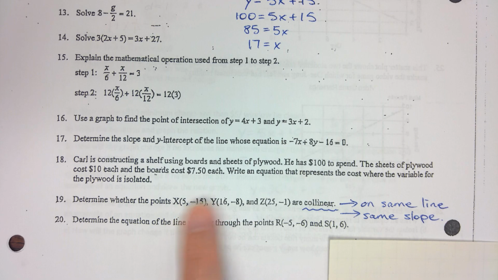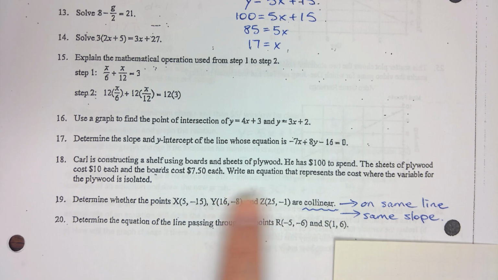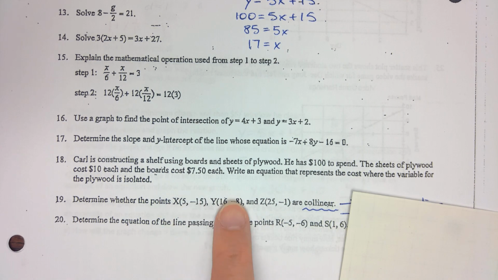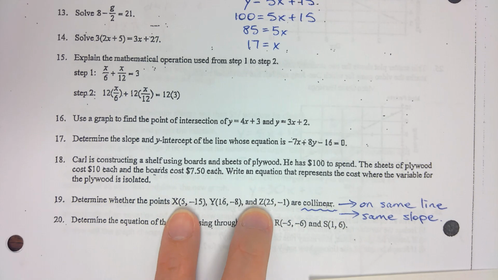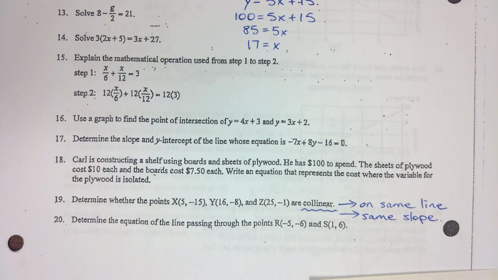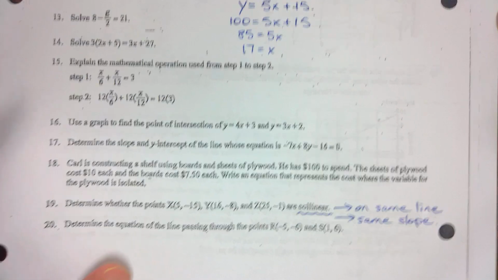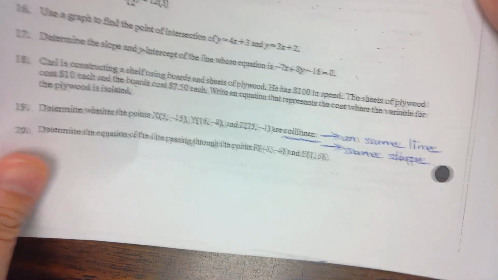Do I have to do 3 times? Do I have to do x to y, x to z, and y to z? No, I just have to do it 2 times. If the slope between this and this and the slope between this and this is the same, it will imply that this and this is the same. All right, so I don't have to do it 3 times. I can just do it twice because it will imply that the third point is also the same slope. Okay.